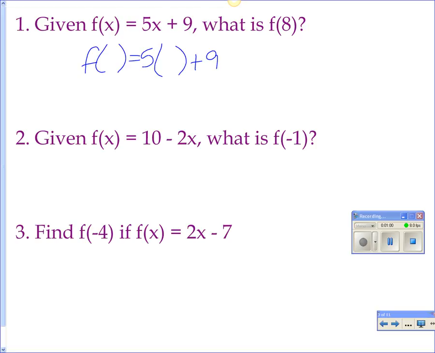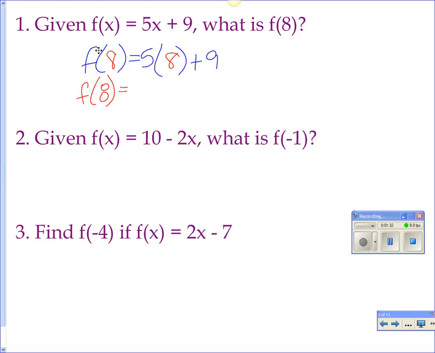Okay, so I've got two empty sets of parentheses. In the parentheses, I'm now going to put this number, 8. So 8 goes here, and 8 goes there. The x disappears. This f of 8 just drops down. It's just function notation, so you don't need to worry about it.